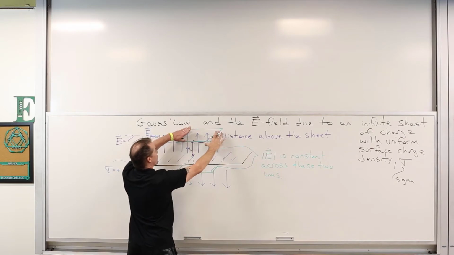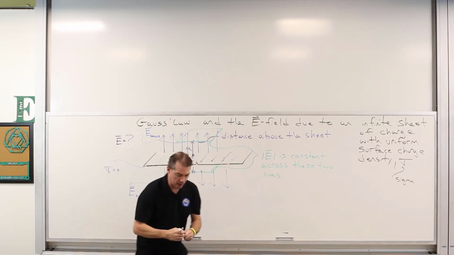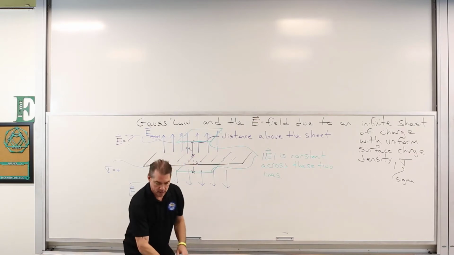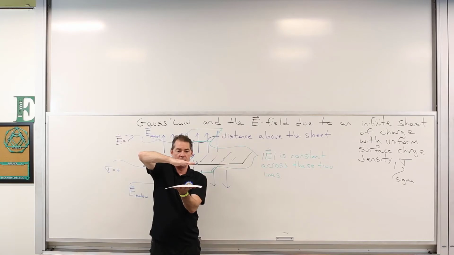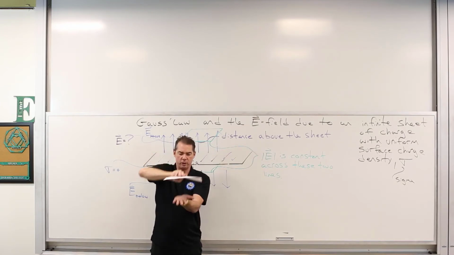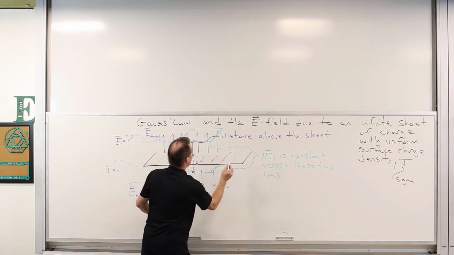Basically, I have another little sheet here that's on top of the infinite sheet that's just kind of hovering above it. So we've got our infinite sheet here, and then we're just putting another little sheet on top of it, such that that sheet is the same distance away at all locations. Do the same thing on the bottom. So on the bottom, this kind of closes up here.